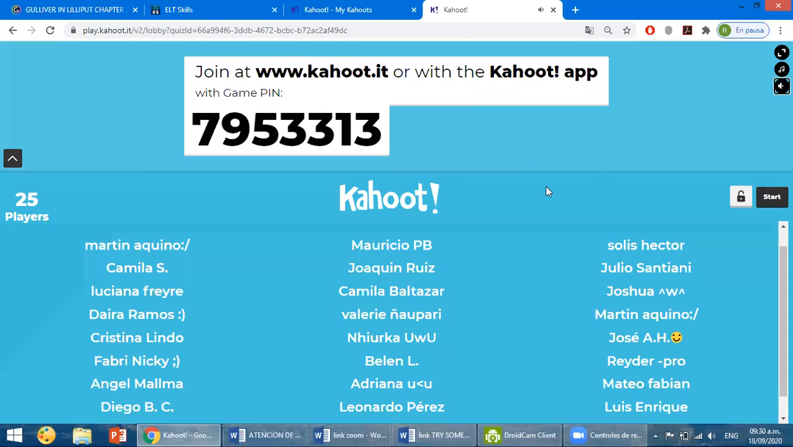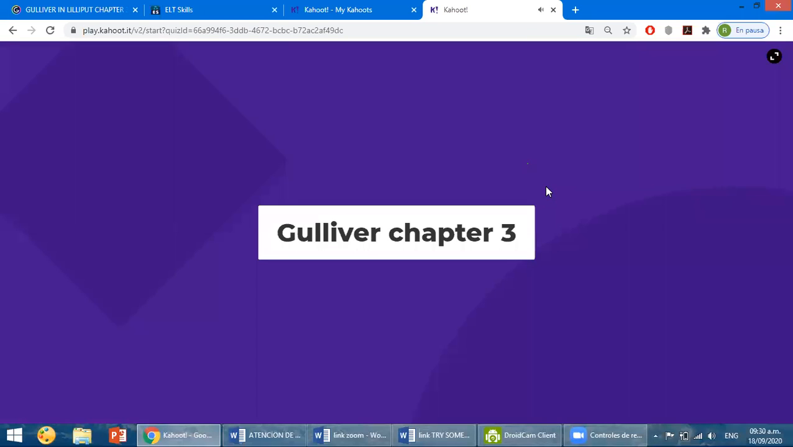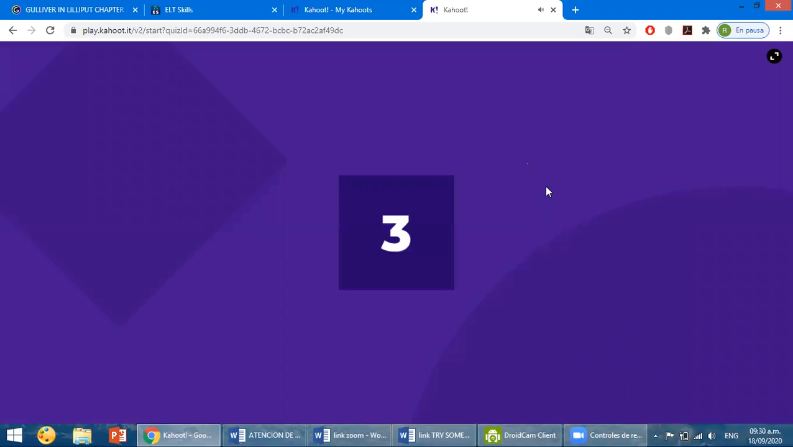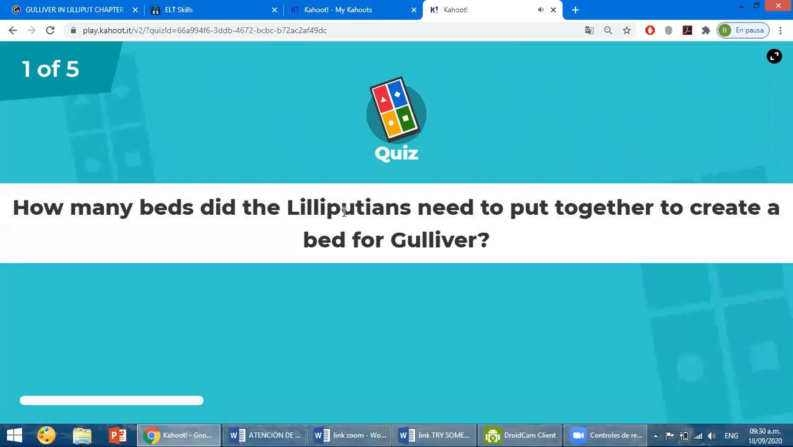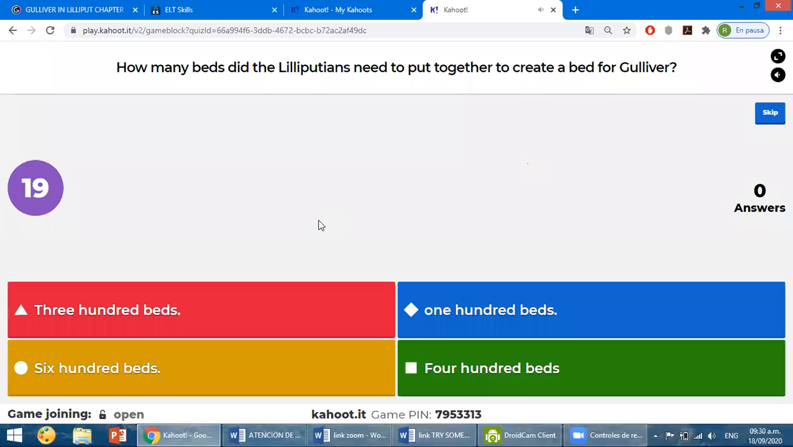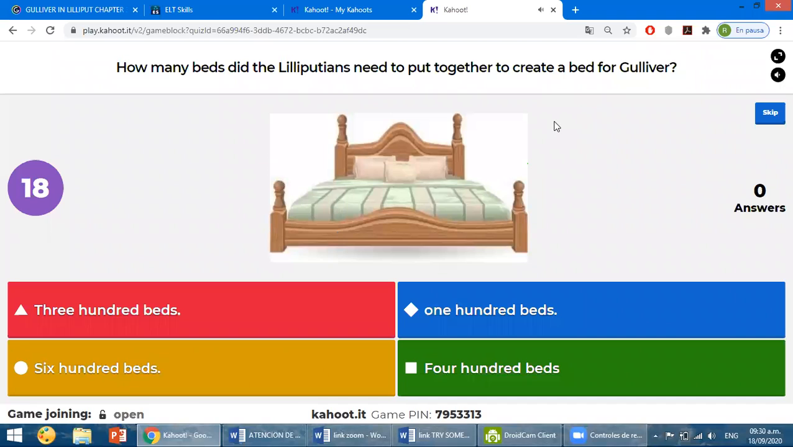Question 1. Gulliver, chapter 3, okay? How many beds did the Lilliputians put together to create a bed for Gulliver?